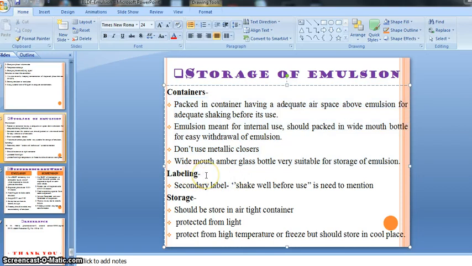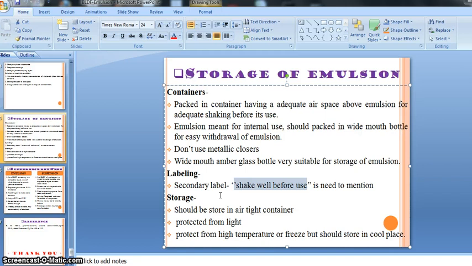Then another thing is the labeling. Labeling is very important. I already said that our preparation has two kinds of label, one secondary and one primary, right? The secondary label should bear the statement: shake well before use.